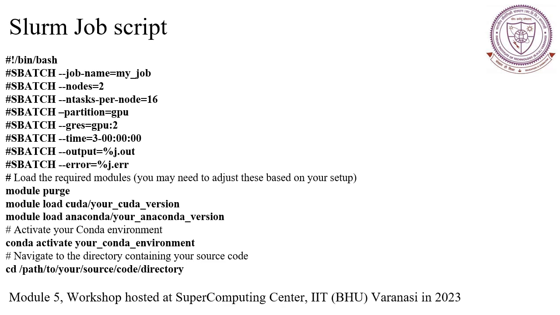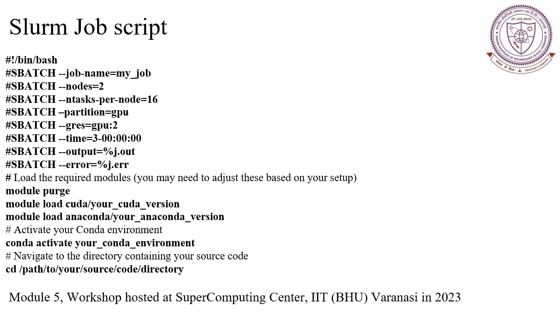Now second, the #SBATCH --job-name. This line sets the name of your job. And then third comes #SBATCH --ntasks-per-node=16. So this line requests that I want 16 tasks per node for the job. Then #SBATCH --nodes=2. It means that I want 2 nodes for the job. You can change it according to your requirement.